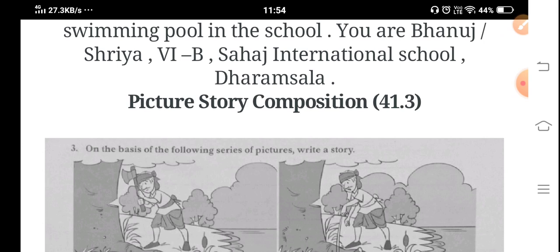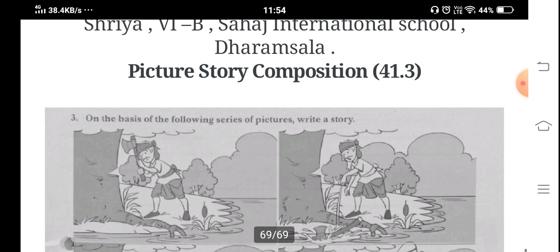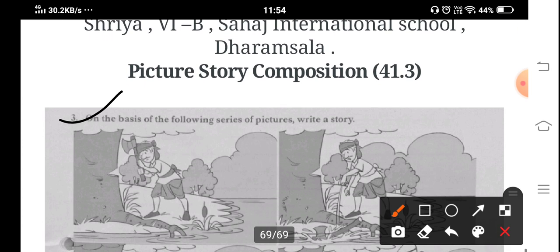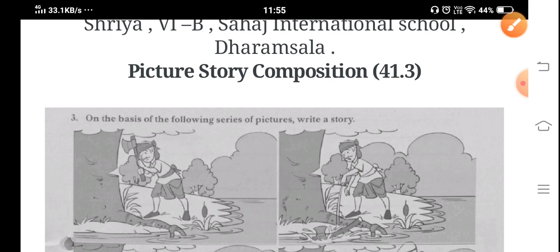In solving picture story composition, or in writing any picture story composition, you have to look at about 5 to 6 points. What are those points? First of all, you have to read this picture in your mind, and watch what is happening in this picture. So we will look at the full picture.